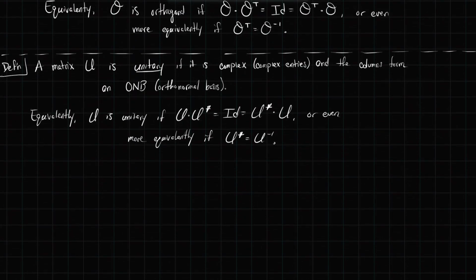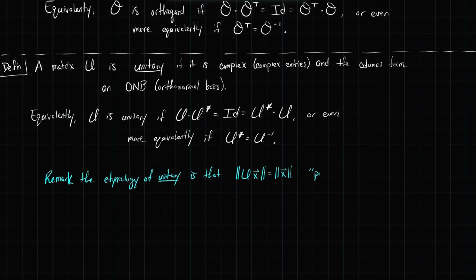Now, let's comment on the etymology. Remark: the etymology of unitary, because orthogonal comes straight from orthonormal, right? On unitary, we've got something else. There's the unit word in there. If I look at the norm of the unitary matrix acting on a vector, that will give me the norm of the vector. So in some sense, it pulls out of a norm as a unit.